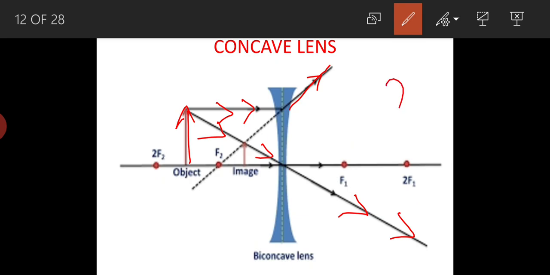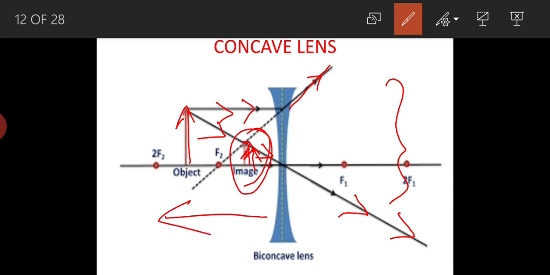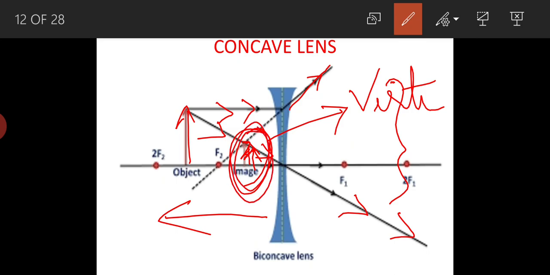Now on this side there is no chance for these 2 light rays to meet each other. That is why, when you extend them backwards, these 2 light rays meet at this point where image formation takes place. This is the image. In this case, since the image is forming on the same side of the object, it is a virtual image, and here you can see it is a diminished image.